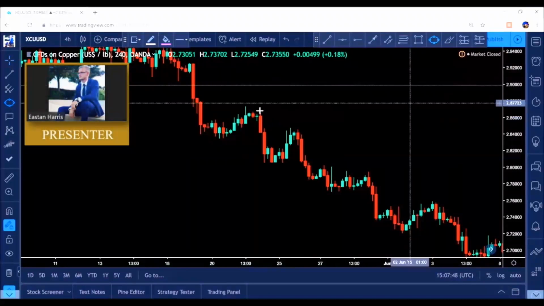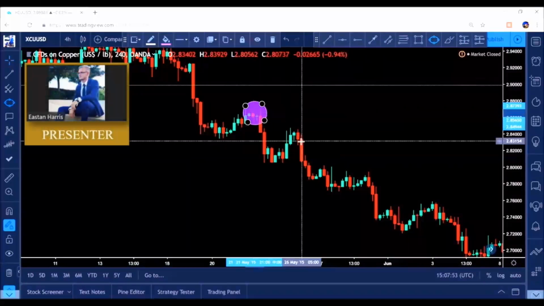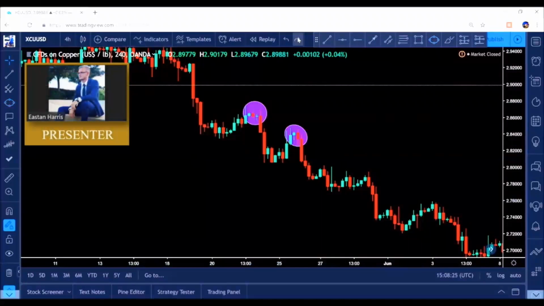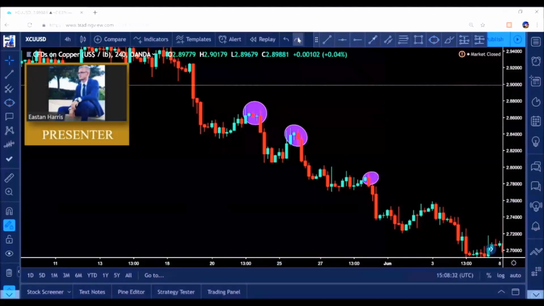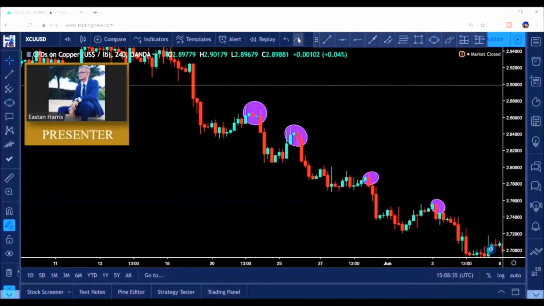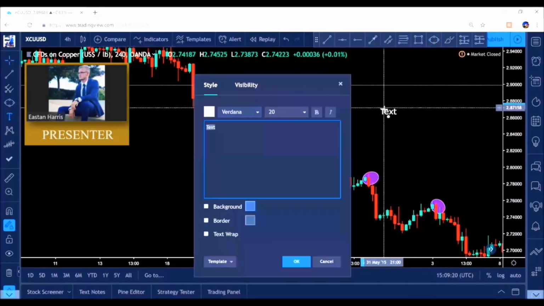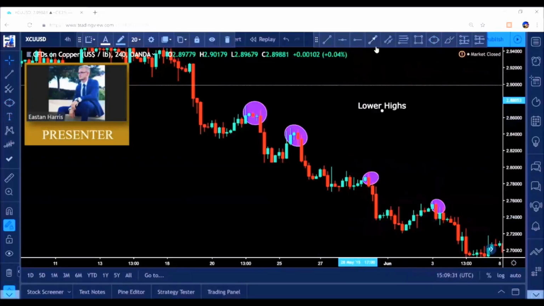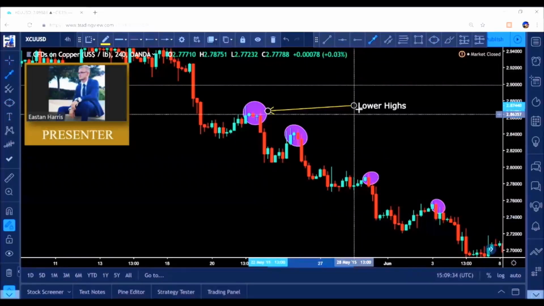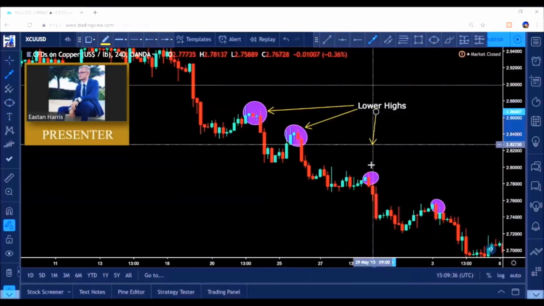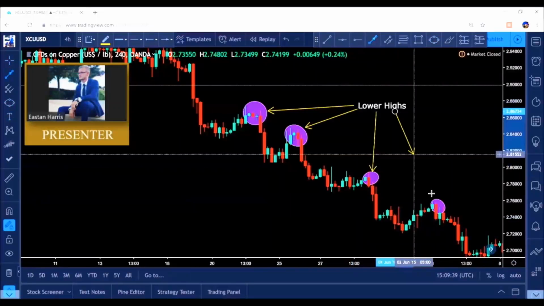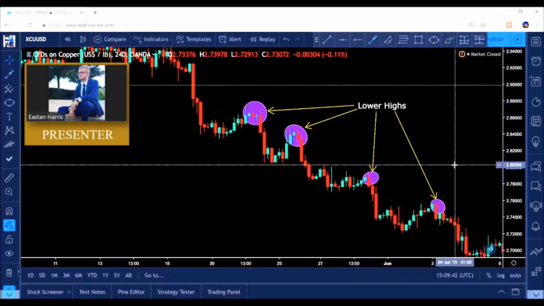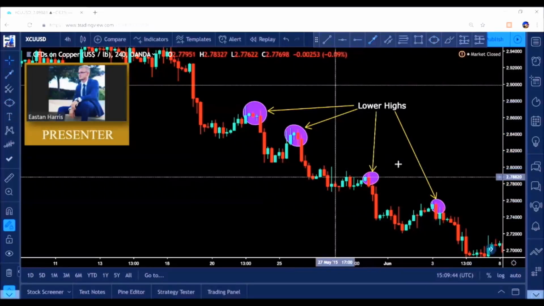So I'm noticing that we seem to be making a lower high. We have another lower high and another lower high, and price has also given us yet another lower high. Let me just label this really quick. So across the board, our peaks are all created as lower highs. Okay, so we've got lower highs across the board.